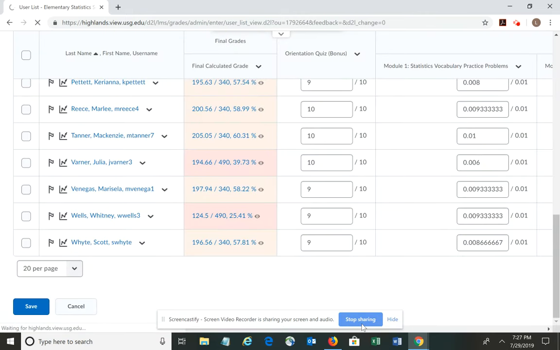Once you get them all graded, if you want me to look and make sure you've done that part, get them entered in the grade book correctly, you can let me know and I'll go in and look.